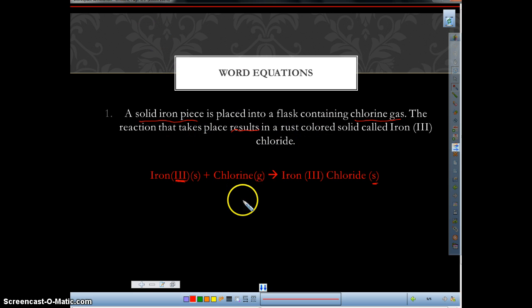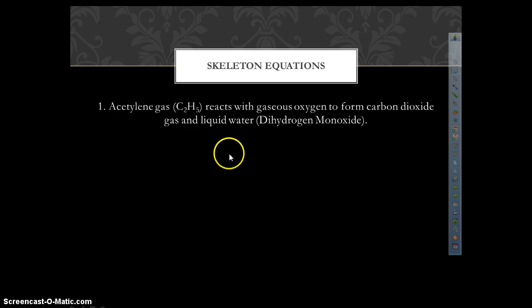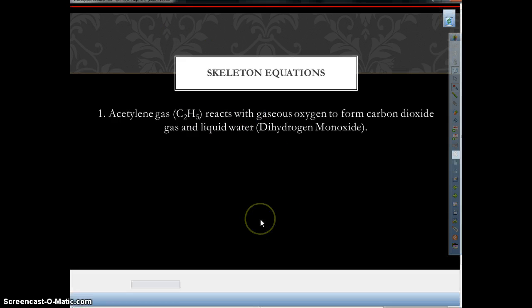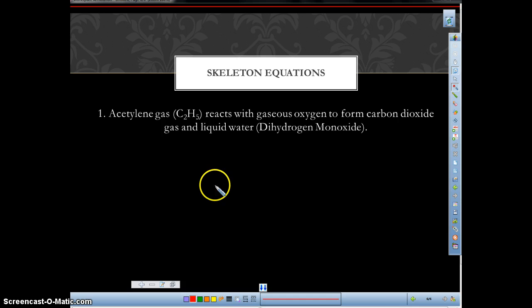Now, if I want to actually look at formulas and figure out how much of everything is reacting, that's when I start writing the skeleton equation. A skeleton equation is transferring those words into formulas. So here it's really important to know chemical formulas from the name. I'm not going to give you any of the ionic formulas or covalent formulas or acids and things like that, because we learned how to name those and how to write the names from the formulas. So that's where this is going to become really important. If that's still an issue for you, make sure you see me.